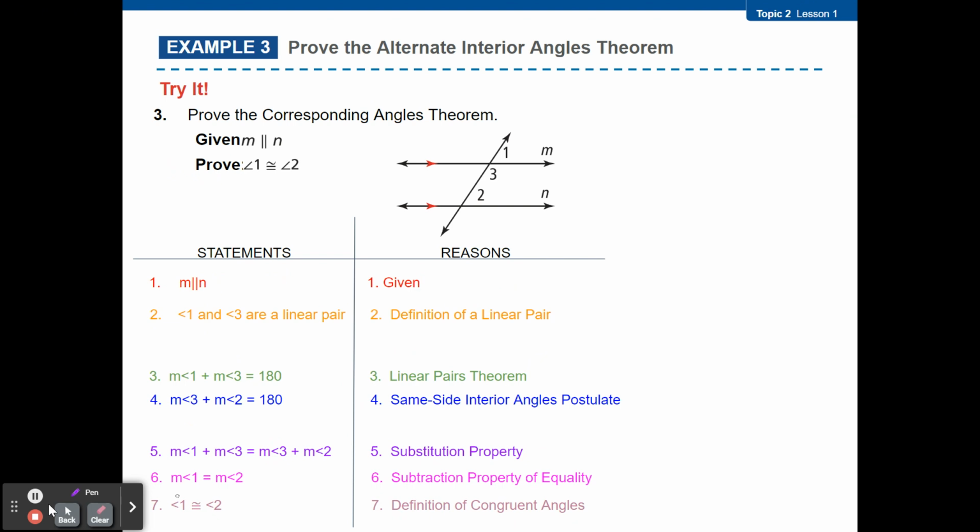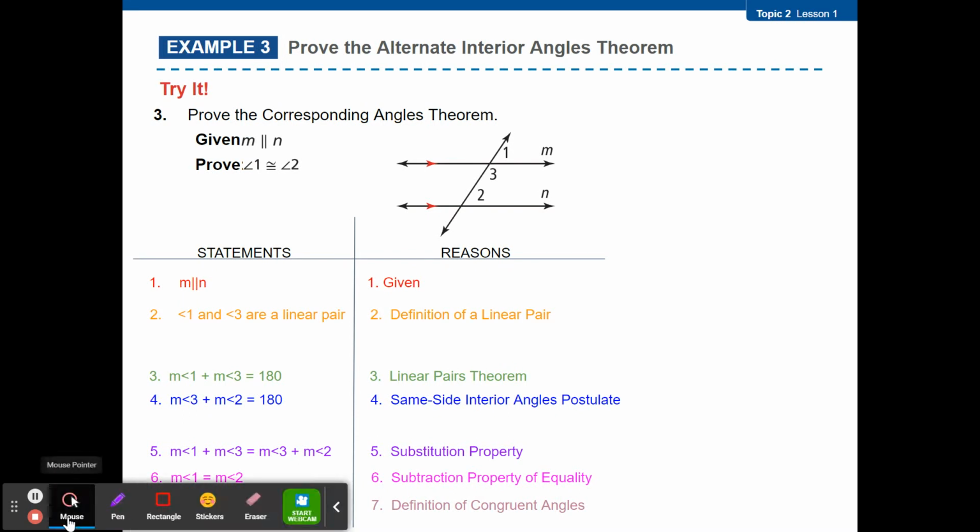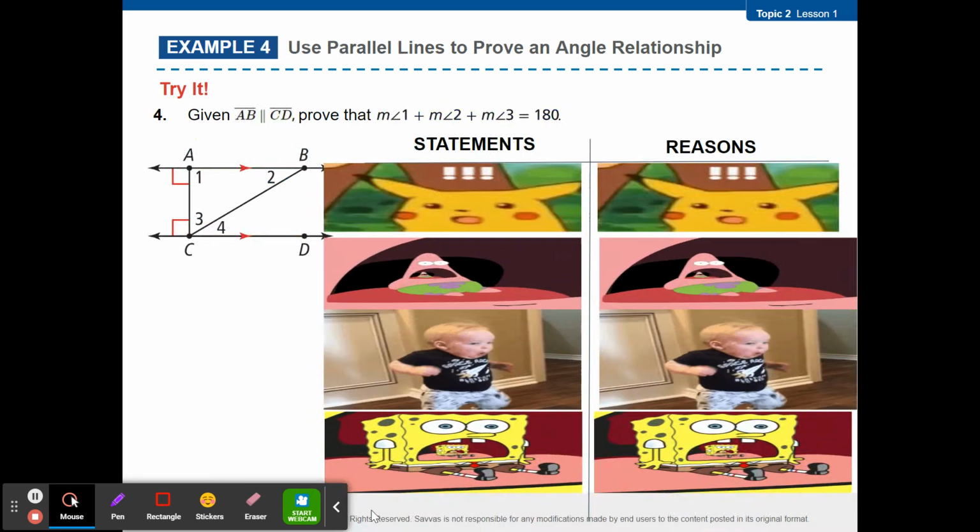All right. Anybody still writing? All right. We have one more example, and then again, another proof. I know you're so excited. I am too. I love my proofs. All right.